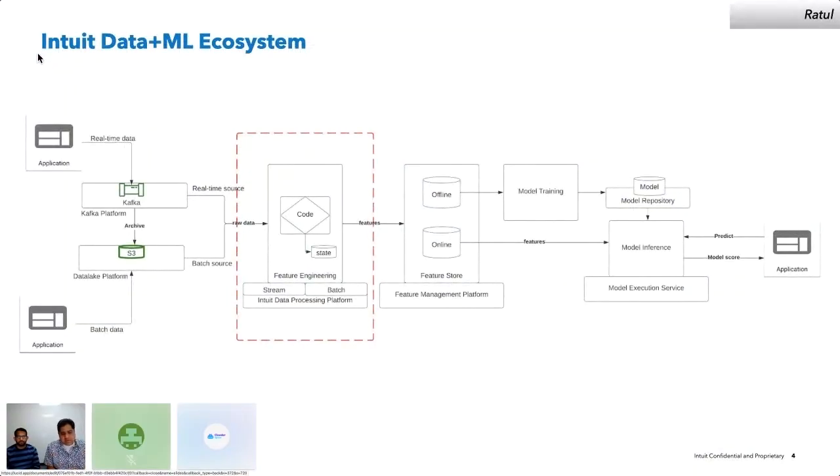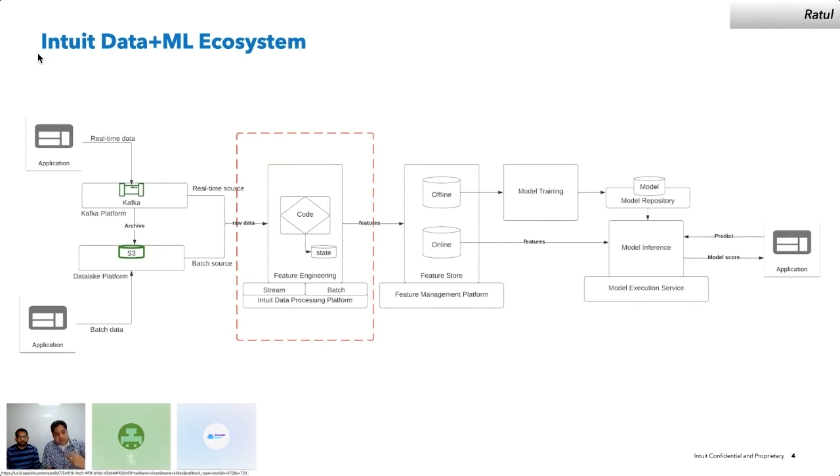I just took a snippet of the ML platform, focusing on how the data is flowing. There will be a similar data flow for the analytics platform as well, but today we are going to focus on the ML platform. So on the extreme left-hand side, you see the application is generating the data, real-time and batch data. Real-time data is coming to Kafka.